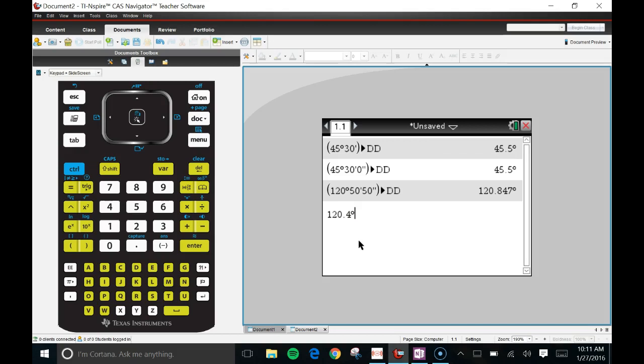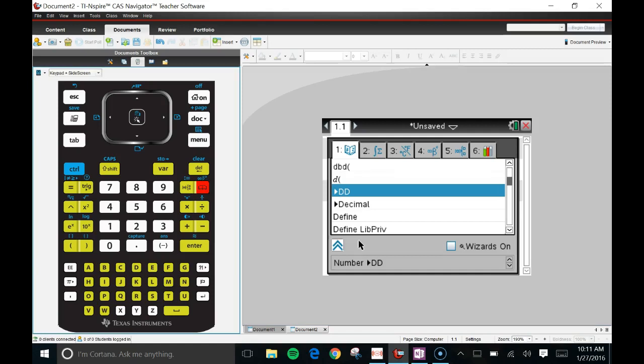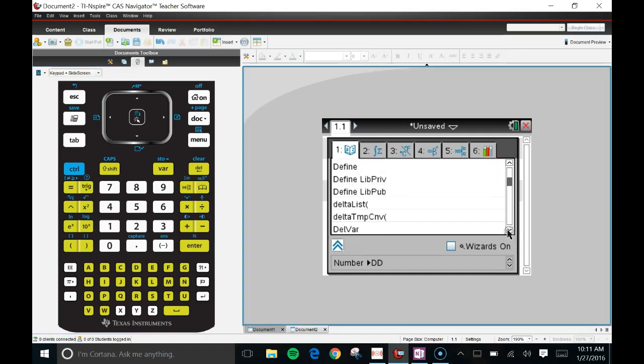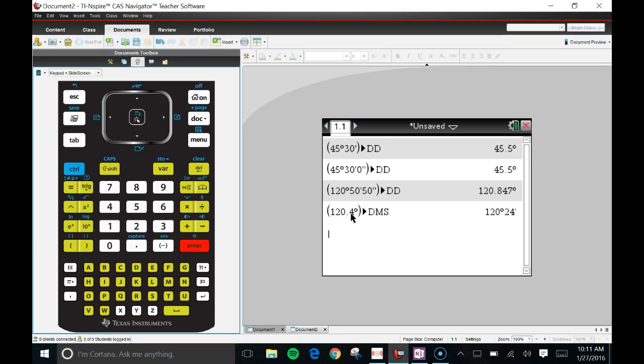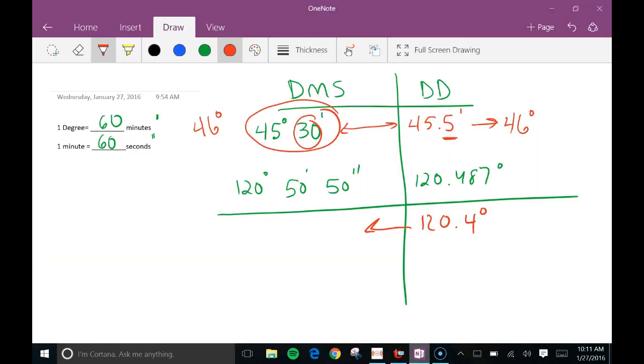And there's, of course, a command on our calculator that can do this. Go back to your catalog, scroll down a wee bit, and you are going to see a conversion that says DMS, degrees, minutes, seconds. And when we hit enter, we get 120 degrees, 24 minutes.